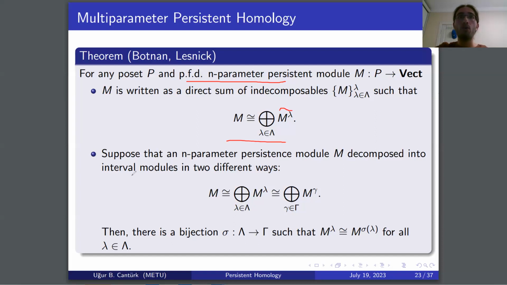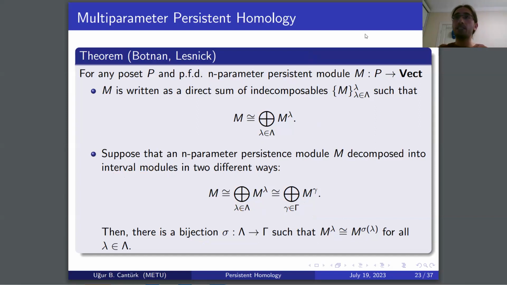What about if you decompose it into interval modules? By the way, it must be said into indecomposables. I guess this must be indecomposable, but I will check for that. If you decompose into two different ways, then there is a bijection between your indexes such that the corresponding ones are isomorphic to each other. So this says the uniqueness argument. This above decomposition is still unique.